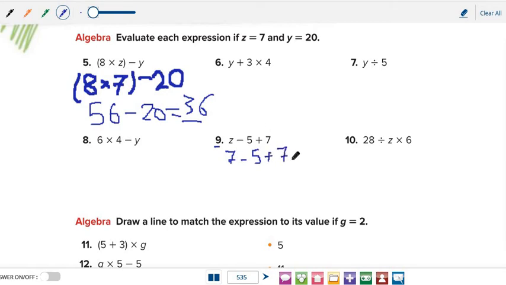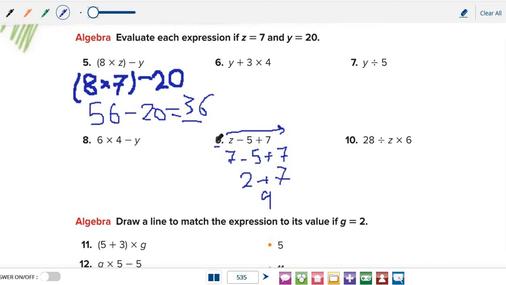When we don't have parentheses and we have plus and minus and we don't have multiply or divide, we have to add or subtract in order from left to right. So 7 minus 5 equals 2, plus 7. Now 2 plus 7 equals 9. So the value of this expression equals 9.